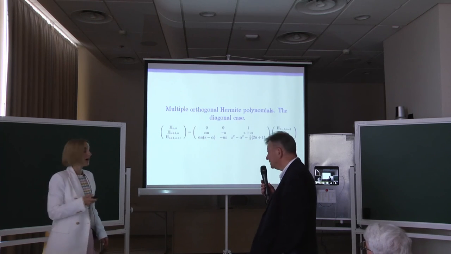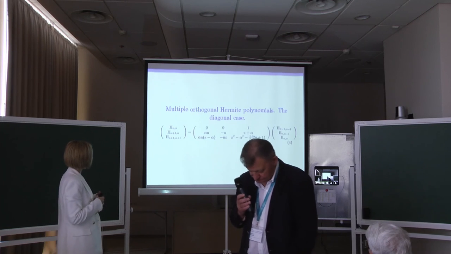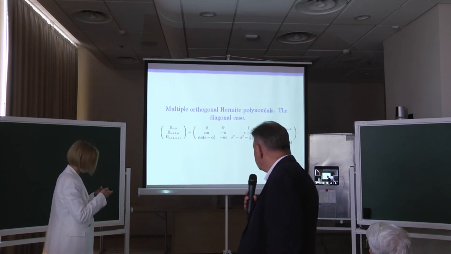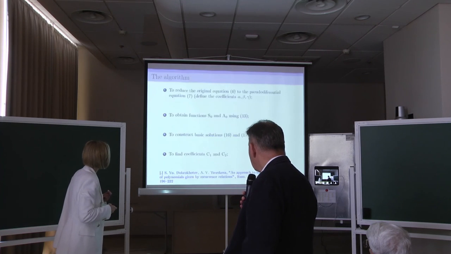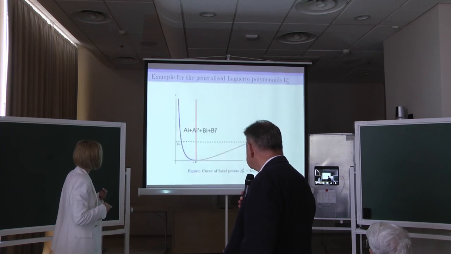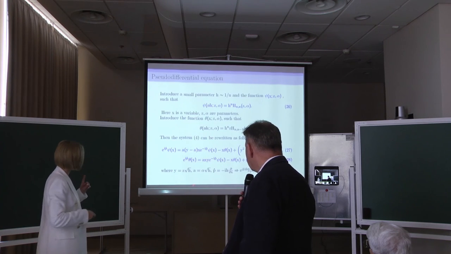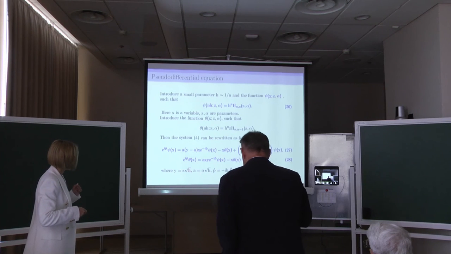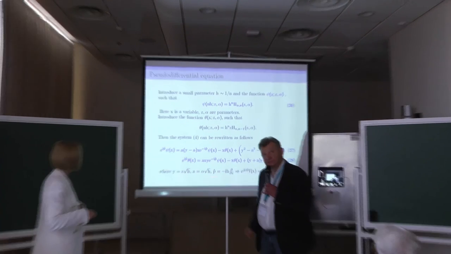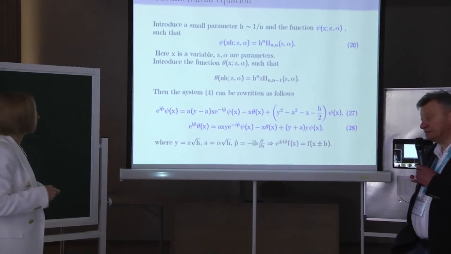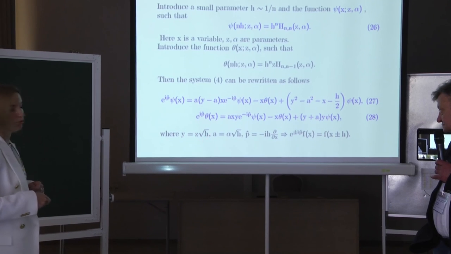Can you replace alpha with a varying alpha? Yes, the decreasing of alpha with n as a square root. One moment, please. Here we can see the dependence on the small parameter h. n is the scaling variable. h is 1 divided by n, and y is the square root of h.